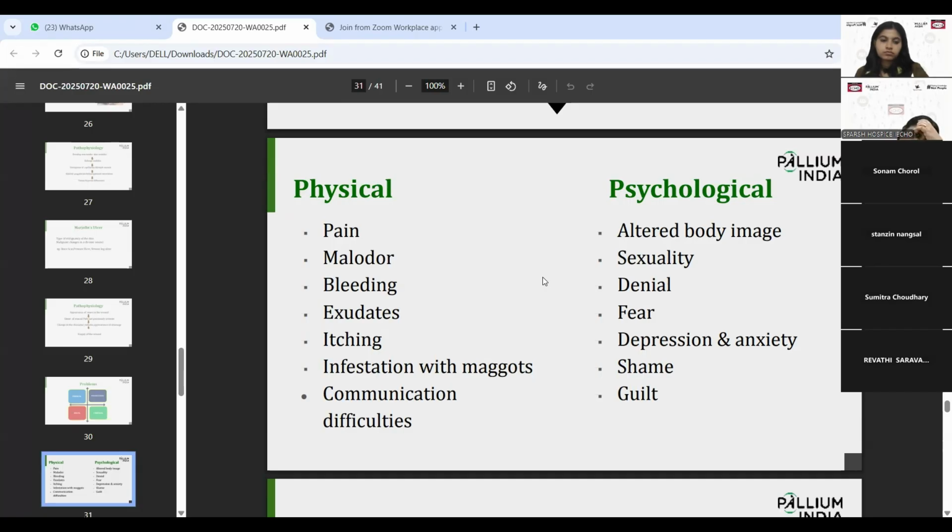Then depression and anxiety. If our own family members and society deny us, we will develop depression and anxiety. It is very common in every patient. In fungating ulcer patients, body image disturbance is also there, so they feel more depression and anxiety than other patients. Then shame and guilt: 'Why is it happening to me? Did I do something wrong?' They may feel guilt like that. So they are facing physical and psychological problems, and we have to address both. Okay, next, ma'am.